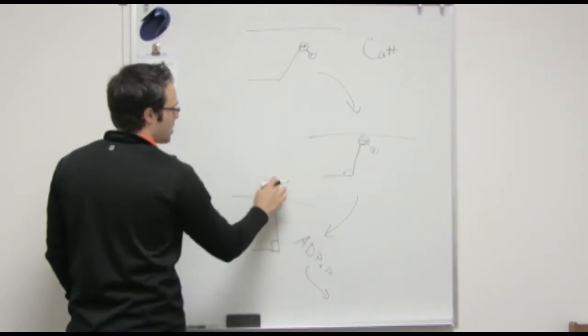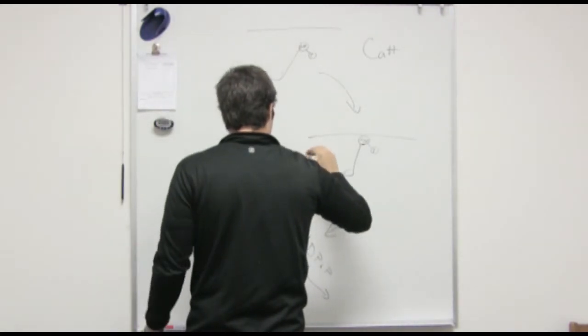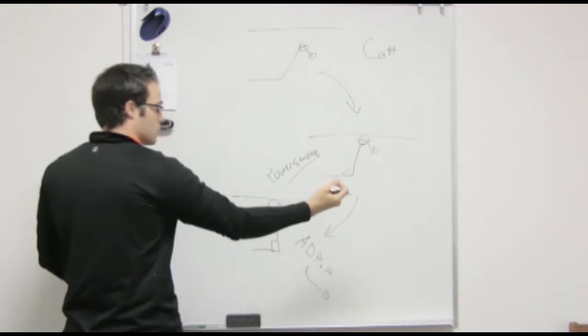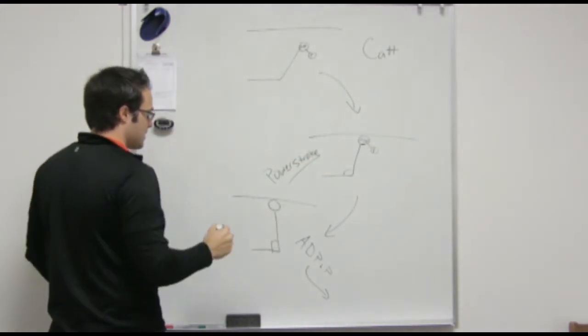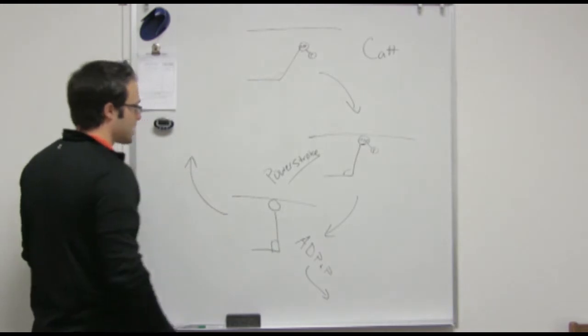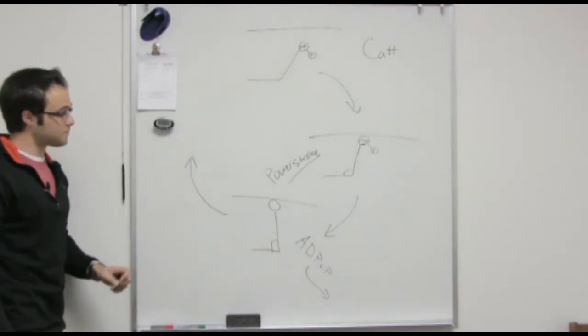And going from here to here is called the power stroke, because that's when the muscle is shortening. It's going from like this to this, so it's pulling on the Z disc, pulling everything closer. Then, what needs to come in, do you think, to break this bond in order to get back to this position?